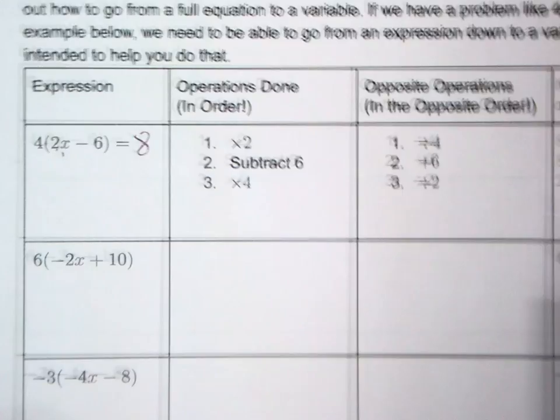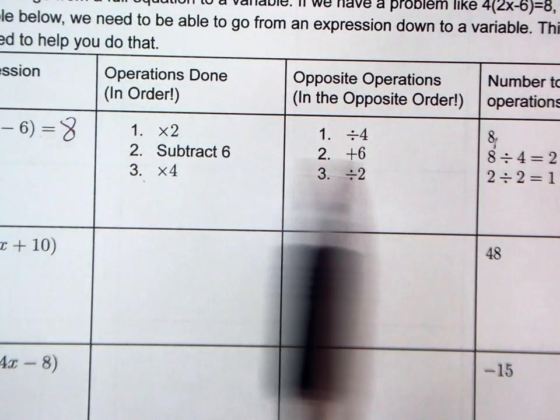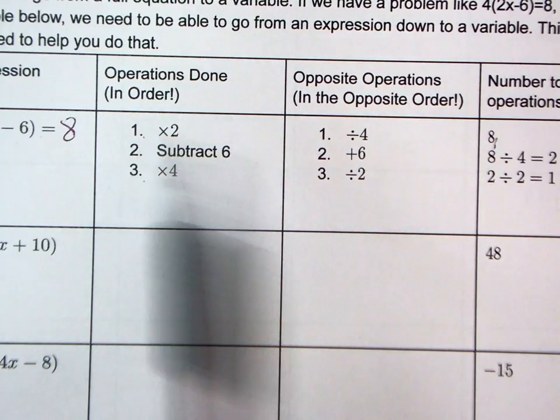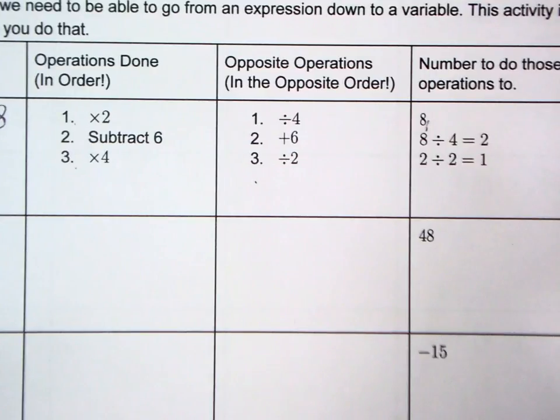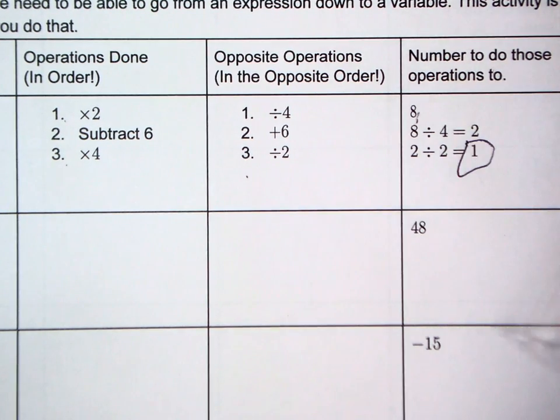So to cancel each of these out, we look at the third step first. What's the opposite of multiplication? It's division. What's the opposite of subtraction? It's addition. And what's the opposite of multiplication? It's division. So we do all of these things to our initial number 8, and we end up with a final answer of 1. Let's go through a few.